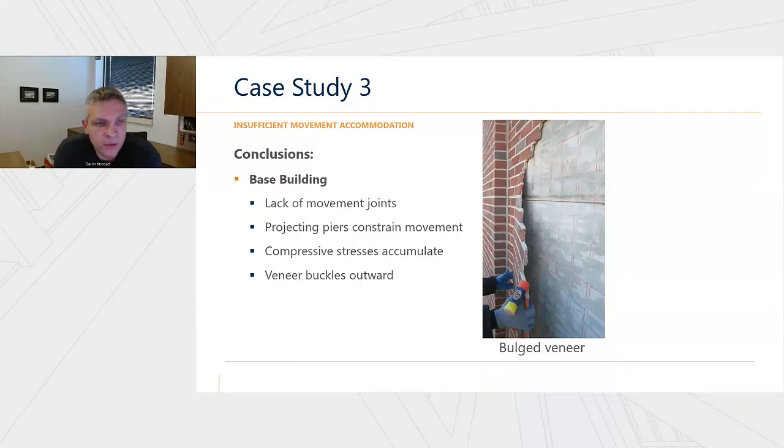So some conclusions as far as the base building: where there's a lack of movement joints in combination with long expanses of brick veneer that were constrained between projecting piers, you get compressive stresses that accumulate within the veneer as the veneer wants to expand. The veneer has no place to go because it is constrained by those piers, so it buckles outward, and that can only occur after the buckling stresses overcome the bond strength to the backup.